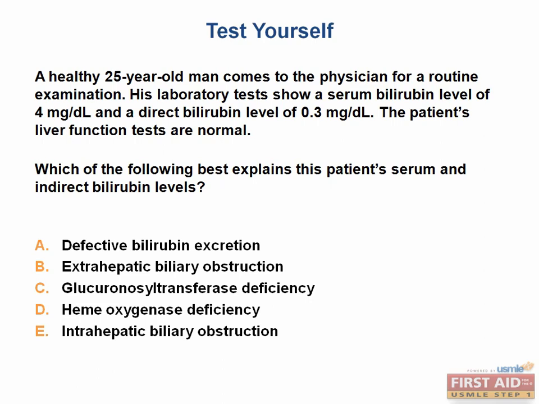For answers A, B, and E, these aren't correct since defective excretion or biliary obstruction would increase both indirect and direct bilirubin. D isn't correct since a defect in heme breakdown wouldn't elevate indirect bilirubin specifically. Hence, the answer is C.